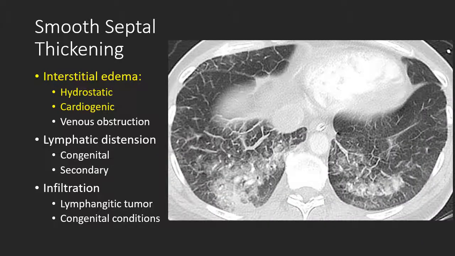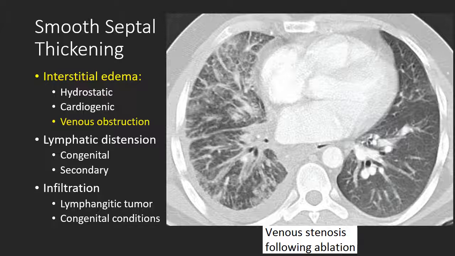Here's a CT representation of that same patient. We're partially visualizing the enlarged heart here. We could also see the smooth interlobular septal thickening. This is typically worse in the lower lung zones for cardiogenic pulmonary edema. In association, you can see that there are some ground glass opacities here. This typically reflects alveolar edema. So in this case, we have both interstitial as well as alveolar edema in the setting of acute congestive heart failure. We could also see interstitial edema in the setting of venous obstruction.